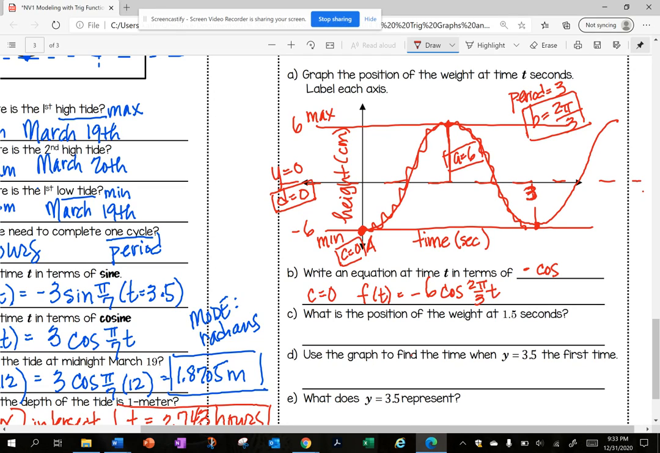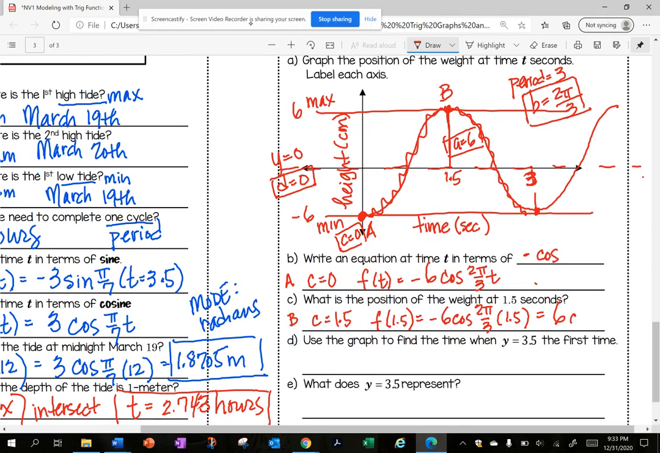What is the position of the weight at 1.5 seconds? So 1.5 seconds is halfway. So this is going to be here. So t is 1.5. So I can either do f at 1.5 equals negative 6 cosine 2 pi over 3 times 1.5, and putting this in my calculator, I should get 6. Or I should realize I'm at the maximum, which is 6. And these are centimeters.